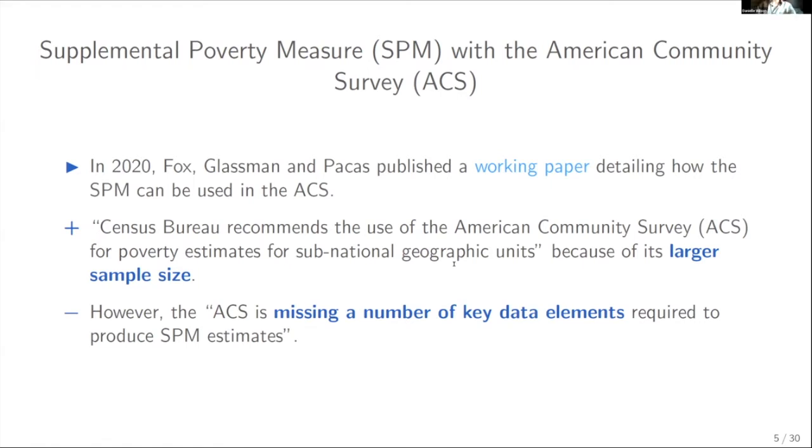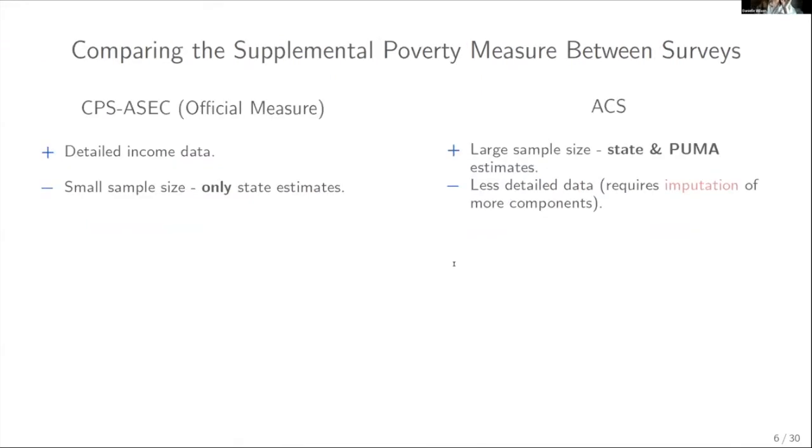Last year, Fox, Glassman, and Pakas published a working paper detailing how a researcher could use just publicly sourced information to impute the necessary components in the supplemental poverty measure using the American Community Survey, that larger survey with less accurate information. Just a recap of the pros and cons of both surveys. In the CPS-ASEC, there is more detailed income information, but the sample size is relatively small. But in the ACS, the sample size is larger and can be used to produce state and PUMA estimates, but there is less detailed information and it requires additional imputation.